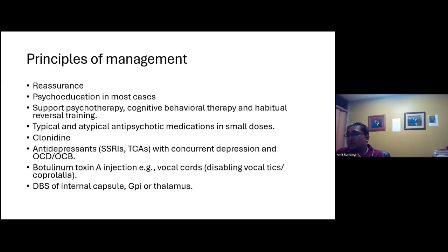Principles of management, it's an MDT approach in the form of reassurance, psychoeducation, psychotherapy, cognitive behavioral therapy, as well as antipsychotic medications, antidepressants. There's a role for botulinum toxin A injection, especially in the vocal cord, for disabling vocal tics and deep brain stimulation of the internal capsule, the GPi, or the thalamus.